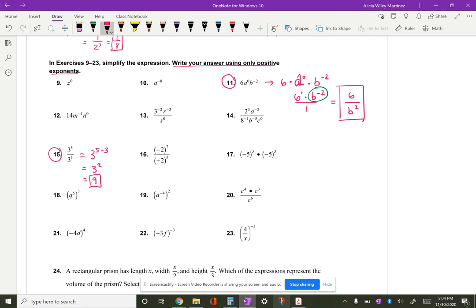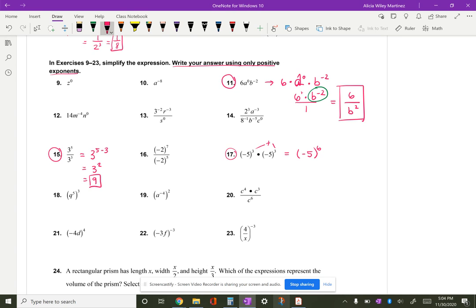Okay, looking at another example. Here in number 17, we have the same base of negative 5 being raised to the 3rd power times negative 5 to the 3rd power, right? Remember, if you have the same base, you can keep that base and add your exponents. So 3 plus 3 is going to give you 6. So negative 5 to the 6th power.